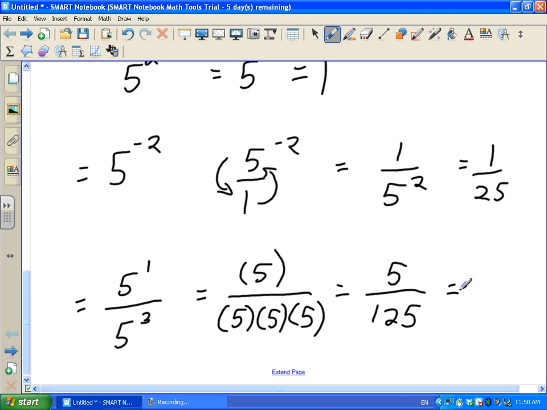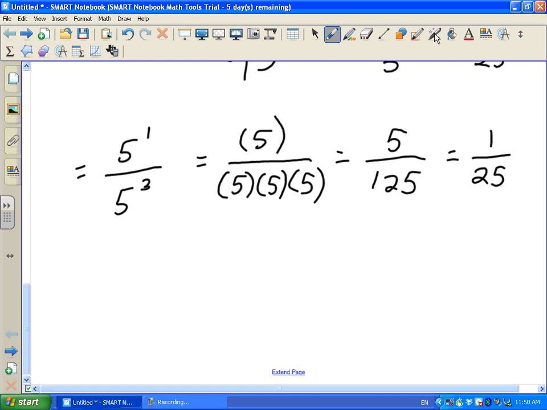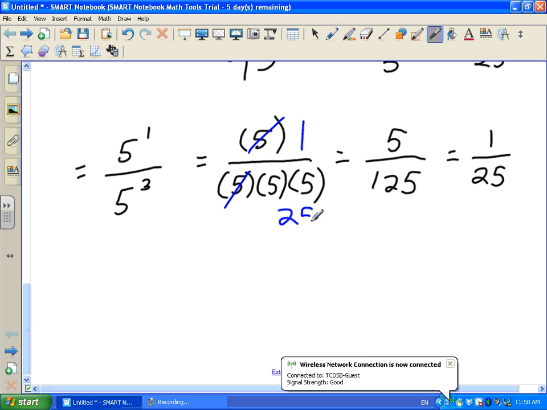I can reduce this fraction. If I divide 5 by 5, I get 1. If I divide 125 by 5, I get 25. Okay? That being said, another way I could have done this is canceled out those two. I would have had 1, and those together would have made 25. I would have had 1 over 25, the exact same answer we had before.